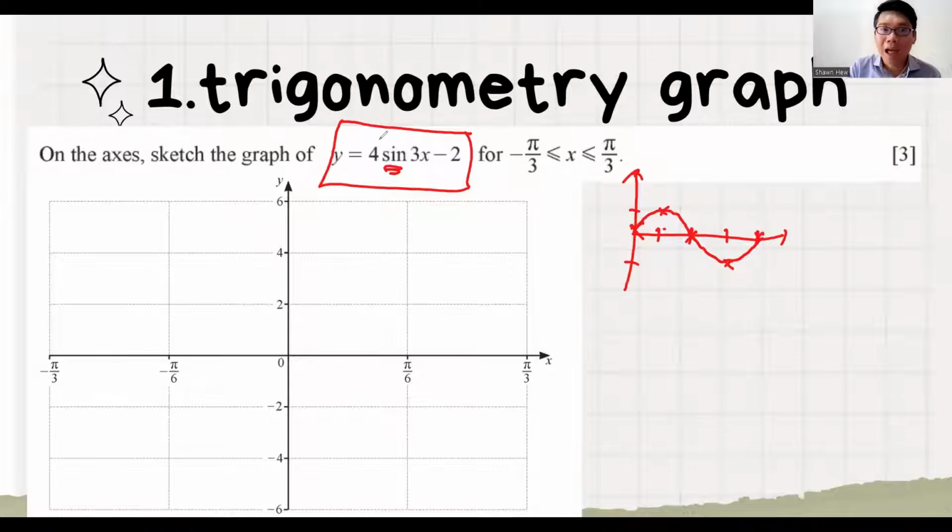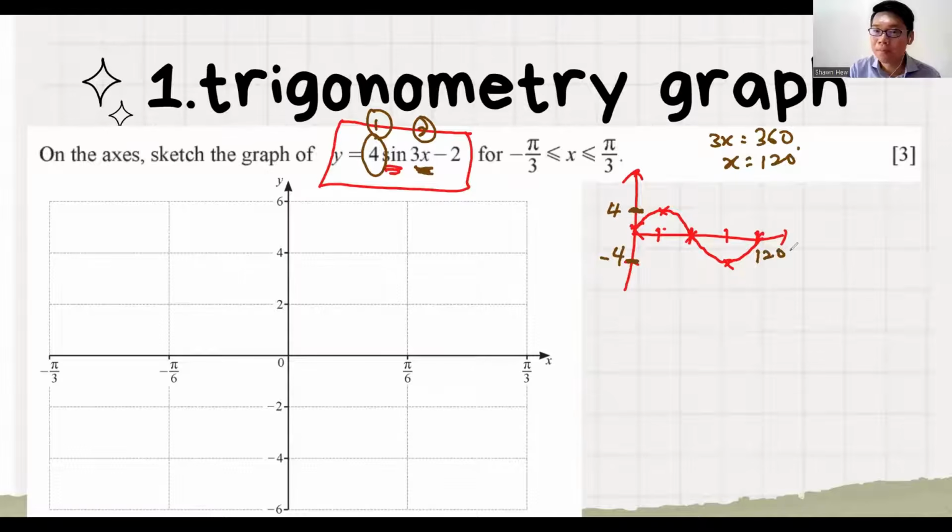First change, amplitude changes to 4. So here we change to 4, here -4. Second change, period is not 360, so we need to find what the period is. The new period is 120.